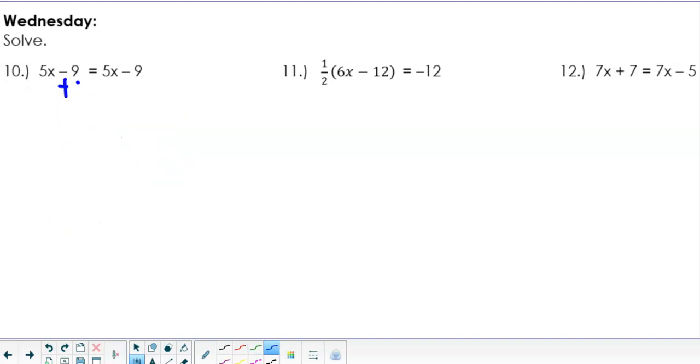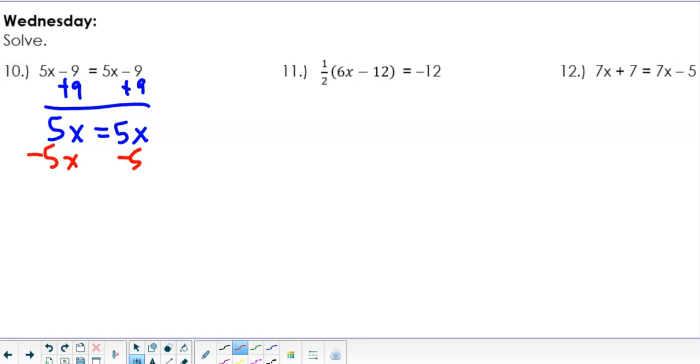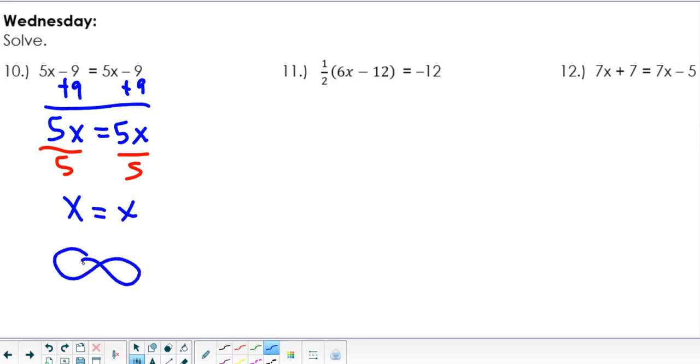If you had added 9 first to each side, you could still get the same answer, right? A matching left or right side. Or even if you subtracted 5x, you'll still get a true response. The left and the right side are equal. Or maybe you decided to divide by 5. Again, you get an equal response on both sides. Infinite solutions. Number 11, we need to distribute.